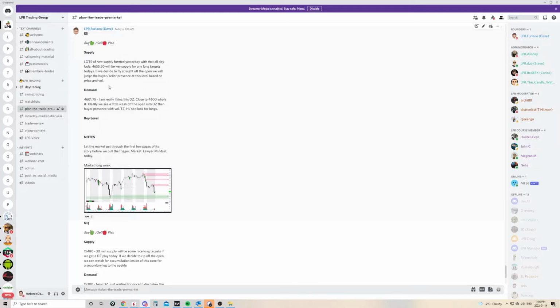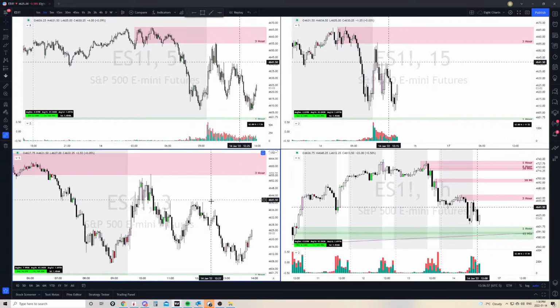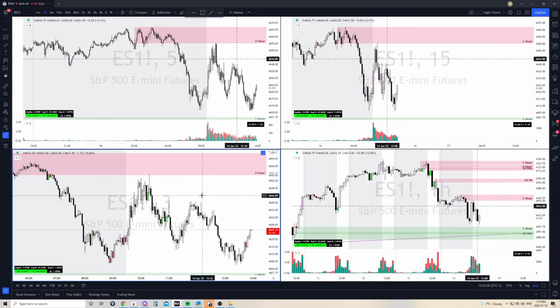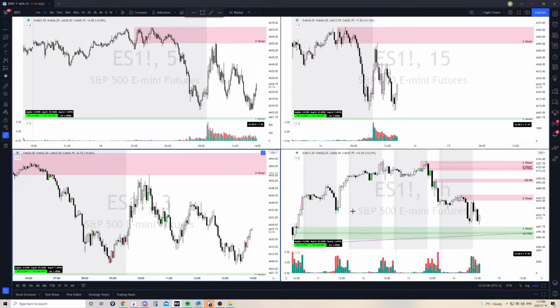Once we get there, I'll look for buyer-seller presence at this level based on price and volume. Our demand zones, 4601.75. I was really liking this if we flushed off the open, picked up buyers for a move to the long side. And of course, we're looking for our normal higher lows, buyer and seller presence, our TZ plays, and we're looking for basing in those areas where we create sort of an equilibrium of either accumulation or distribution to give us an idea of where the next move is going to go.